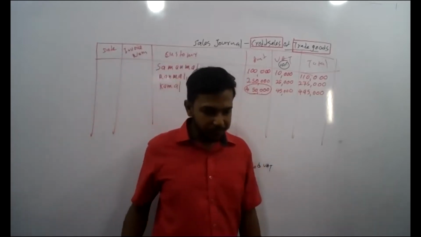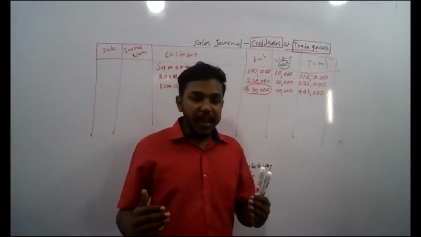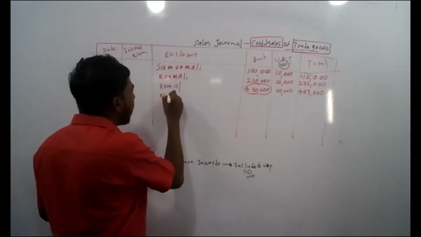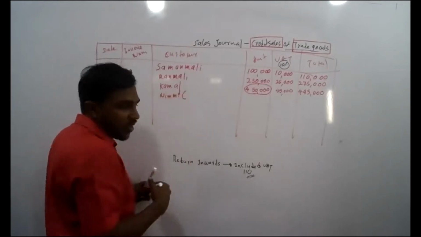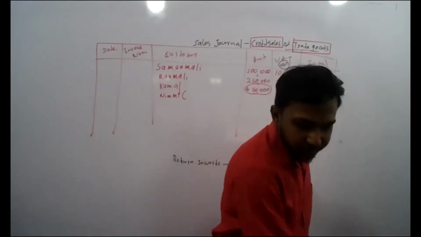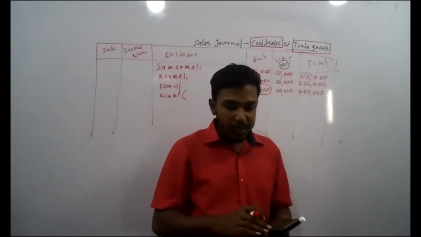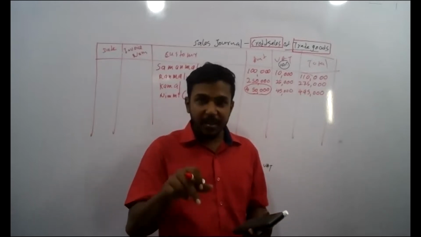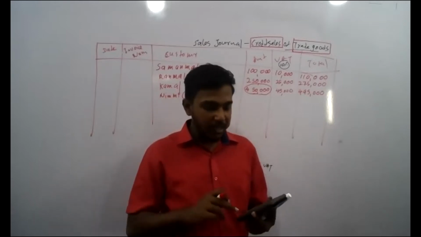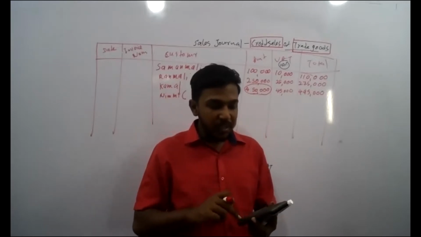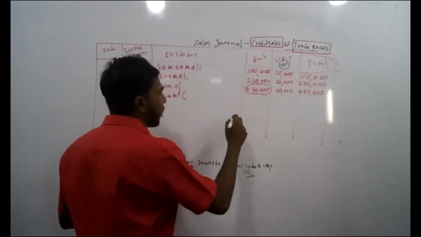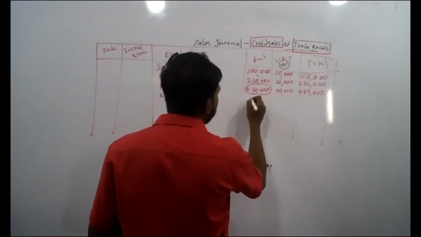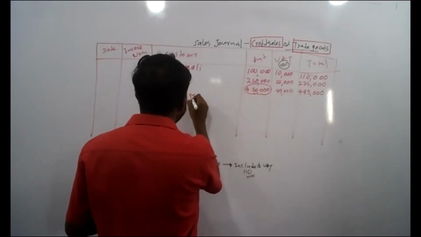Next one is what? Following items were sold for NIMI Traders. So I will take it to here, NIMI. We'll see what are the amounts you could take. See, per unit is how much? 50, into quantity 2000, so the amount is 100,000. But there is a 5% discount. Once you subtract the 5% discount, it's 95,000. Right? Here one item is 95,000.